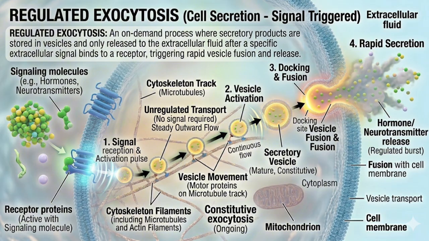The second type is regulated exocytosis, which is far more controlled and responsive. In this case, vesicles are formed and stored within the cell, often clustered near the membrane, waiting for a specific signal. This signal could be a hormonal cue, a nerve impulse, or a sudden increase in calcium ions within the cell. Once the signal is received, the vesicles rapidly fuse with the membrane and release their contents.